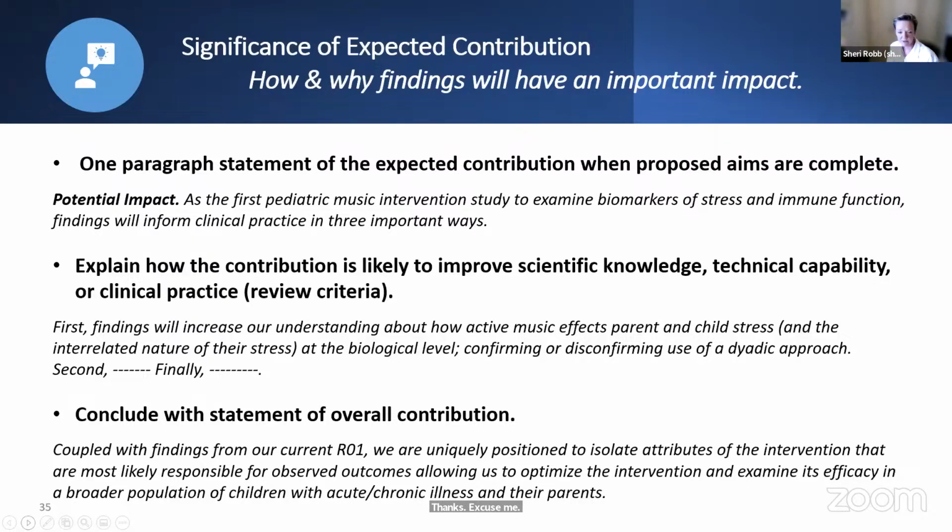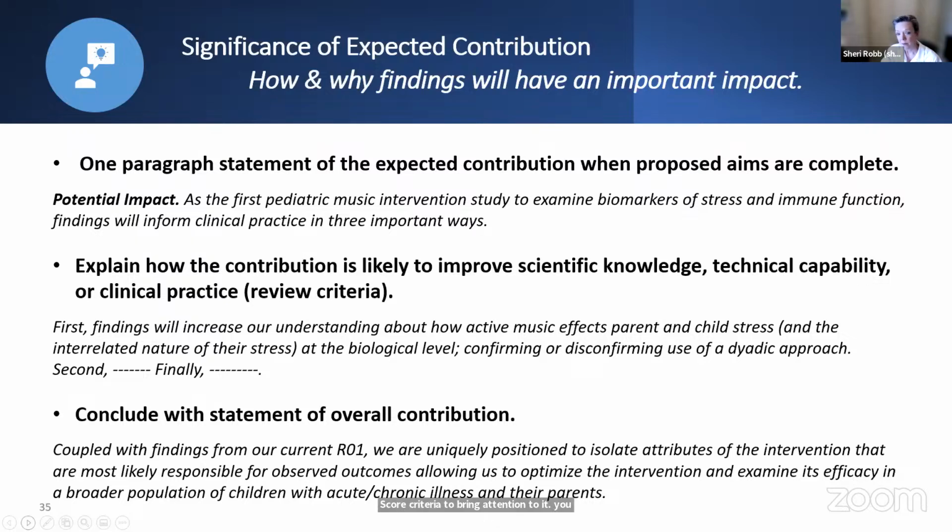So the last subsection of the significance entry is going to specify how and why findings from your specific trial will have an impact. This is generally done in a 1-paragraph statement. Here I provided some examples from our grant. And notice that we labeled our entry as potential impact. You could also label it as significance of the expected contribution, which would be using that language from the review score criteria to bring attention to it.